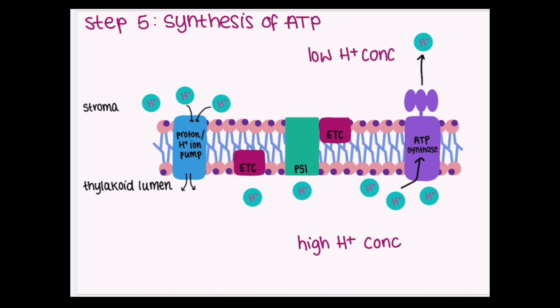And as each hydrogen ion passes through the ATP synthase channel, the energy from that is used to drive the phosphorylation of an ADP molecule into an ATP molecule. And therefore, we have the synthesis of ATP, which is the first product of our light-dependent reaction that is going to be used in the light-independent reaction.